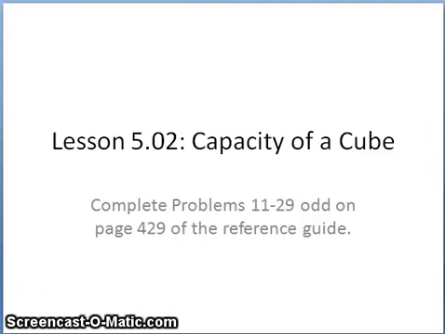Okay, so here is lesson 5.02, just a very brief recording to help you guys out as you do the problem set. Notice that the problem set is here. It's problems 11 through 29 odd on page 429. So basically, when you look in your textbook, it's just continuing through that same kind of lesson, although this goes into a little bit more depth, a little bit more complexity. Okay, so here we go.